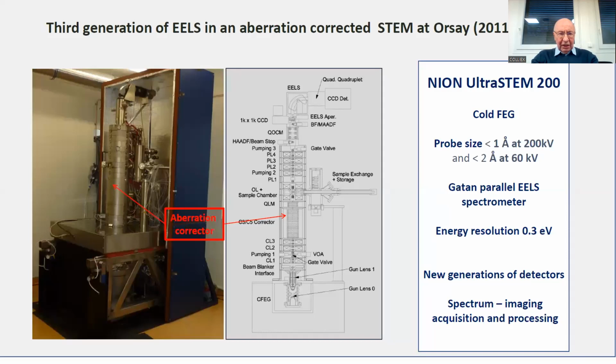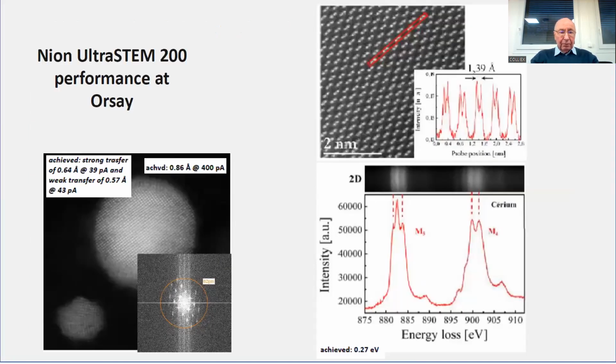So, the next machine came in 2011, 30 years after the first one, which survived for many years by itself. This is a NION ultra-STEM microscope. The gap between the first one and this machine was the introduction of aberration correctors, so we have an aberration corrector in this machine. The probe size was now really in the range of 1 to 2 angstrom, and the energy resolution was 0.3 eV, something like that. With a new generation of detector, the spectrum imaging acquisition and processing system was now a routine development, and we recorded many energy filtered images at atomic resolution with all the atomic columns. So this is the performance of this machine.